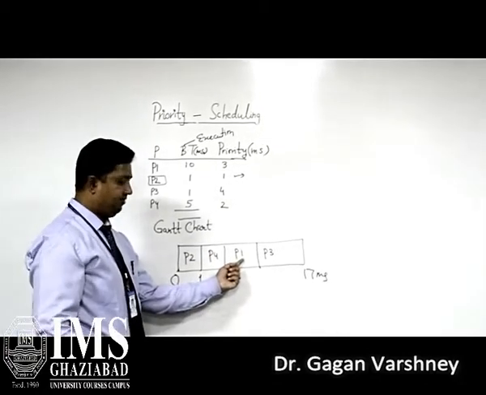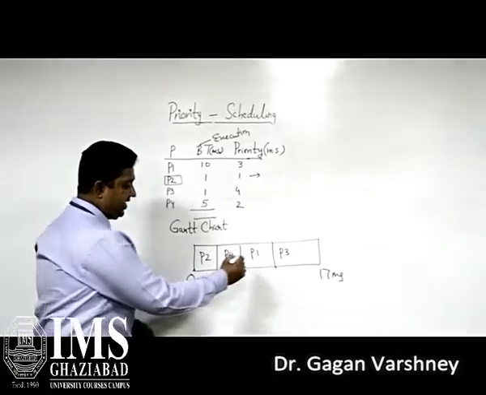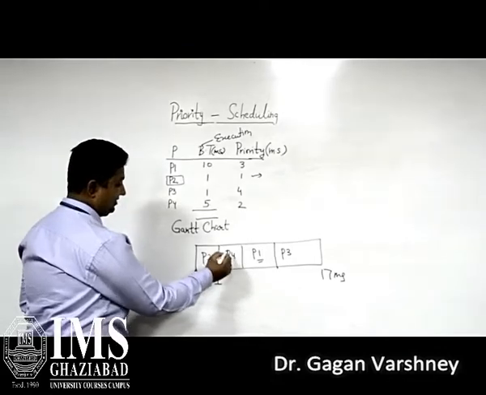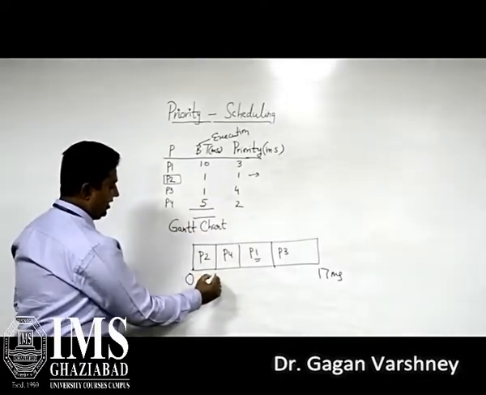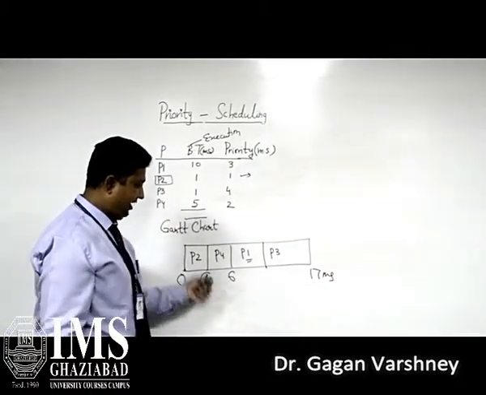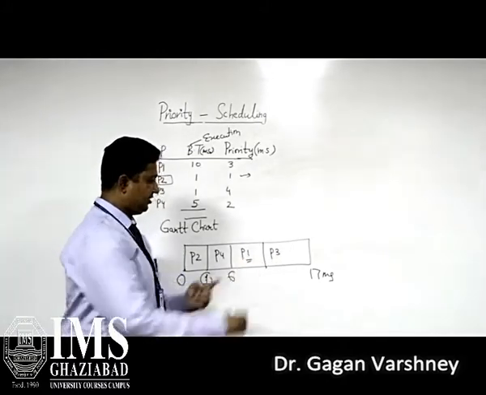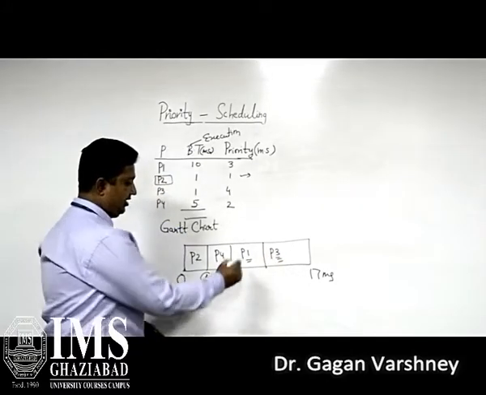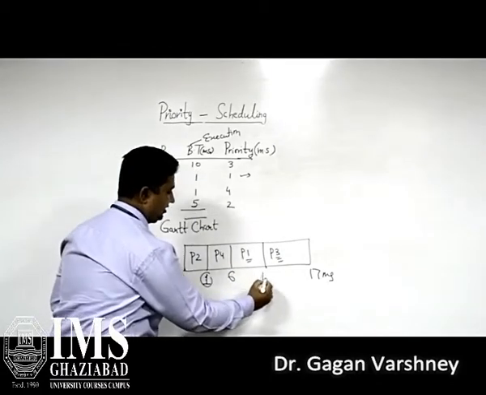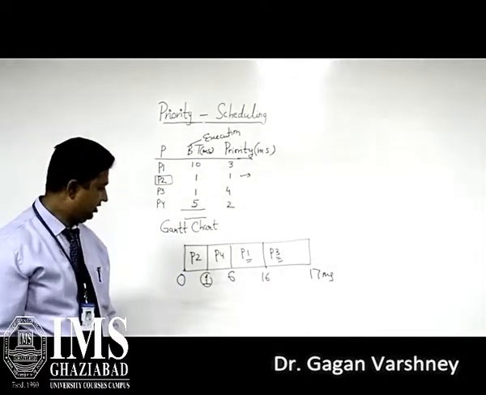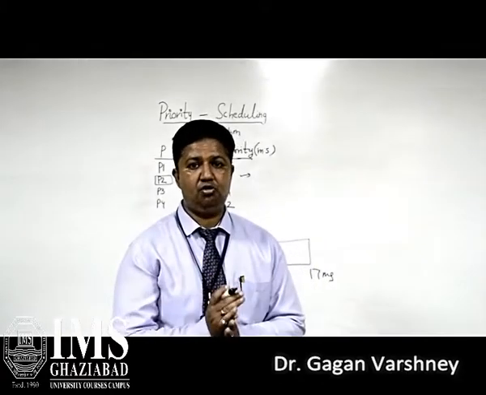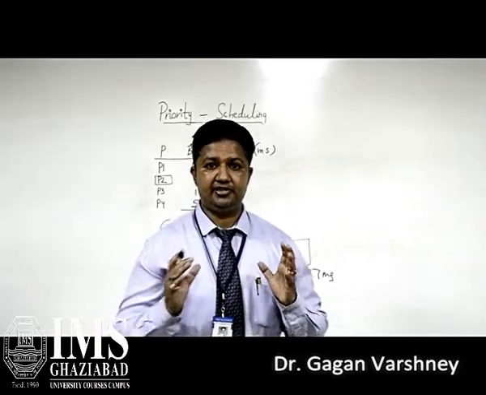Now, what will be the waiting time for process P1? The waiting time for process P1 is the waiting time for process P4 plus its execution time, that is 5. So 1 plus 5, that is 6. Now next, what will be the waiting time for process P3? The waiting time for process P3 should be the waiting time for process P1, 6, plus its execution time, 10, that is 16 milliseconds, right? So what is our main aim? The main aim is to find out the average waiting time or average turnaround time.